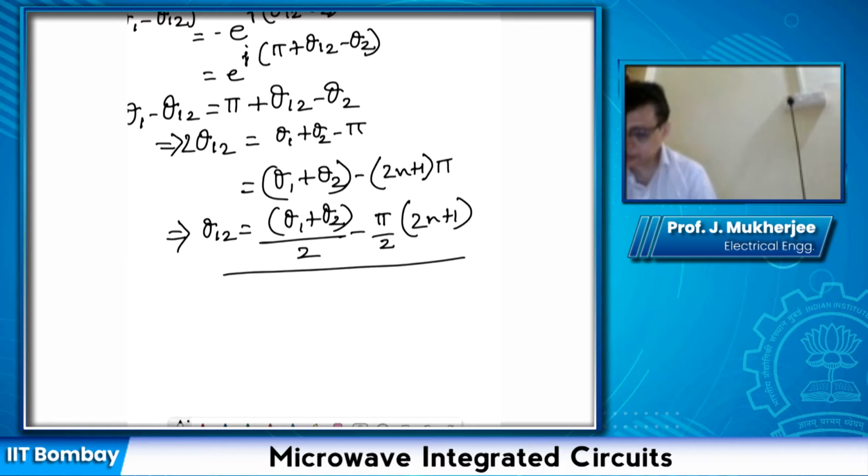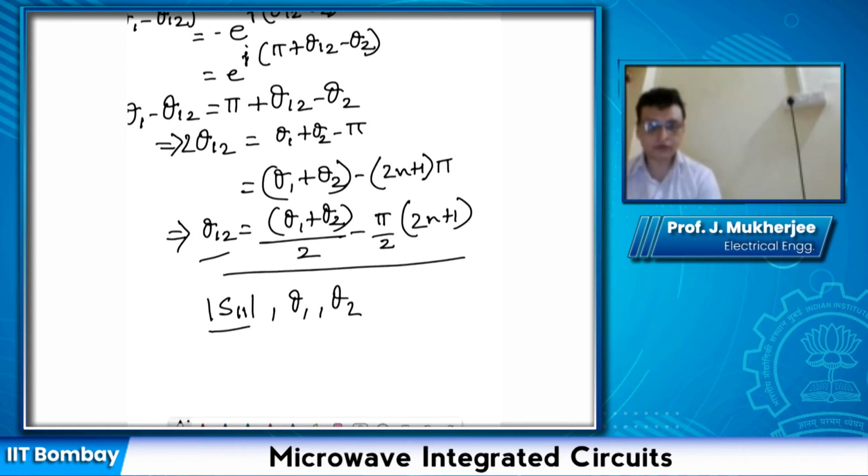So what are the unknowns that we need to know? One is the magnitude of S11. From the magnitude of S11 we can know the magnitude of S22 and also S12. So magnitudes of all the S parameters of the two-port network can be known from modulus S11. And the other two that we need are theta 1 and theta 2. From theta 1 and theta 2 we can find out theta 12, and that will give us all the information for all the parameters.